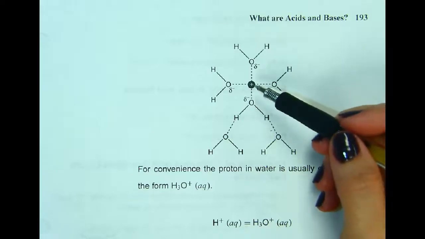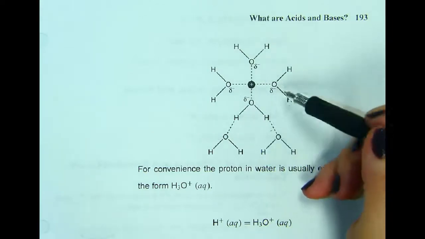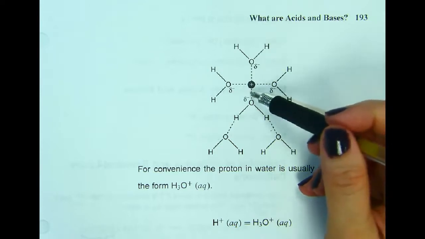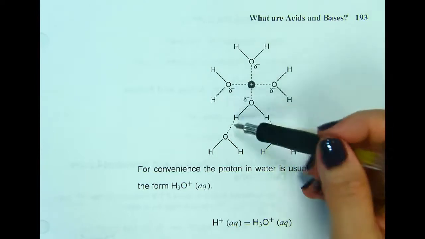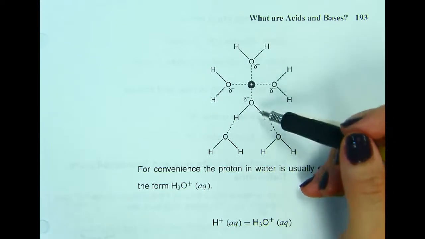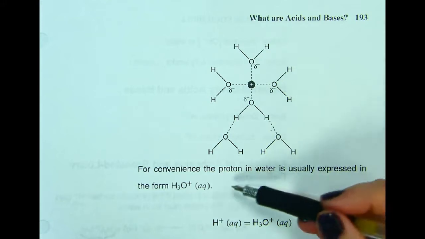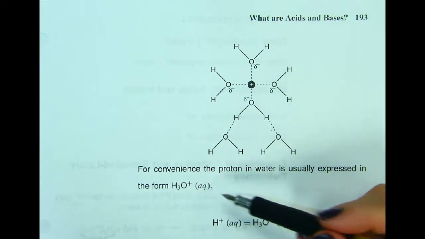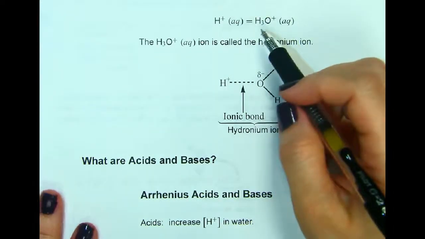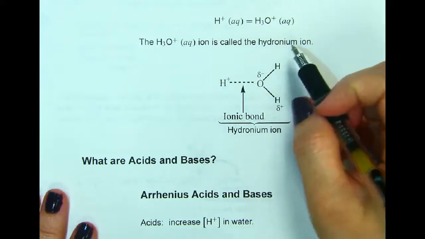The proton in water is surrounded by a cluster of water molecules, with the negatively charged oxygen atoms oriented towards the positive proton. It would be more accurate to write the proton in water as H12O6+, or even larger. For convenience, the proton in water is usually expressed in the form H3O+, aqueous. H+ and H3O+ are the same thing. The H3O+ ion is called the hydronium ion.